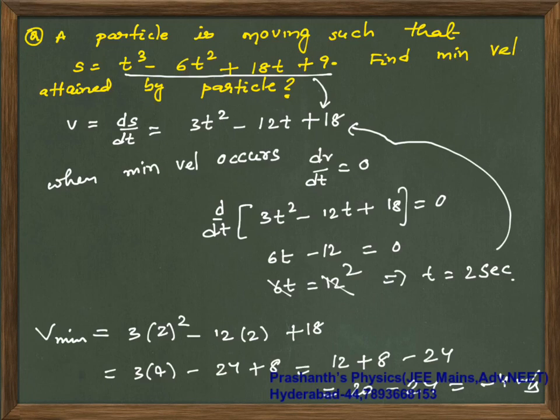Wait, 12 plus this is 18, not 8, I made a mistake. So 12 plus 18, that is 30 minus 24, that is equal to 6. Sorry, your minimum velocity is 6 meters per second.